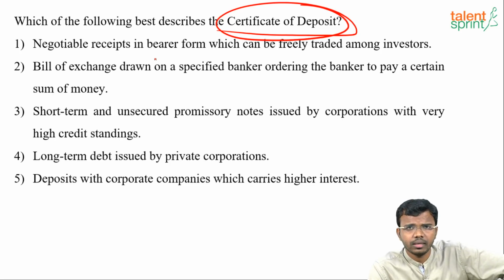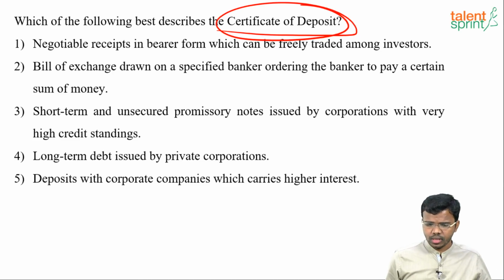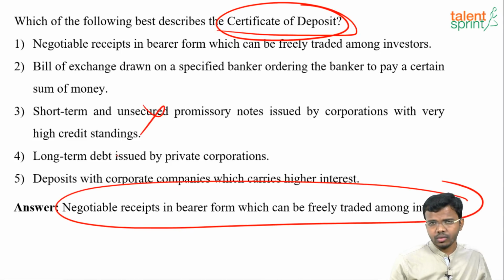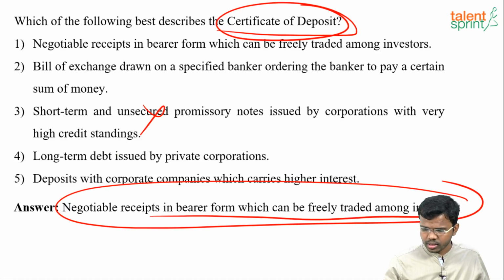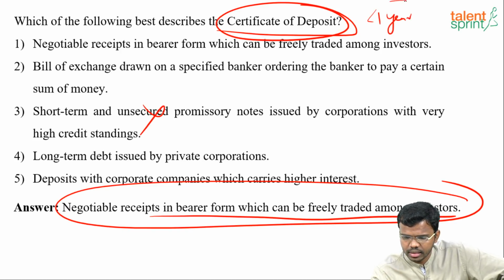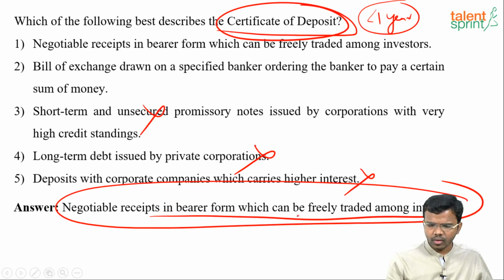If you have seen my money market lecture, you can easily get to know what a certificate of deposit is. Certificate of deposits are generally issued by the banks or the financial institutions, right? They are secured. They are written on a secured promissory note. So the right answer is they are negotiable receipts. They are not unsecured. They are negotiable receipts in bearer which can be freely traded among investors. As it is money market, the time period is less than 1 year, so it is not long term. It generally doesn't carry high interest. It is not a bill of exchange. Clear?